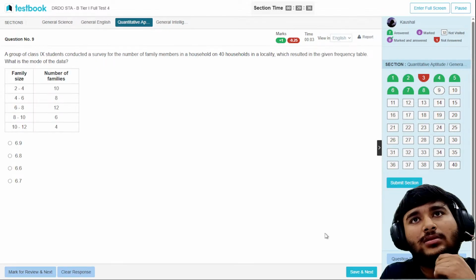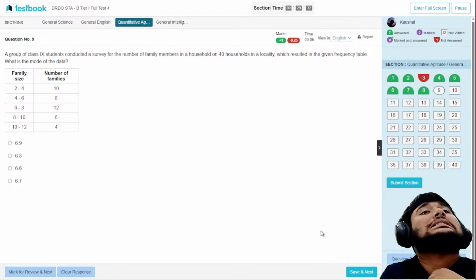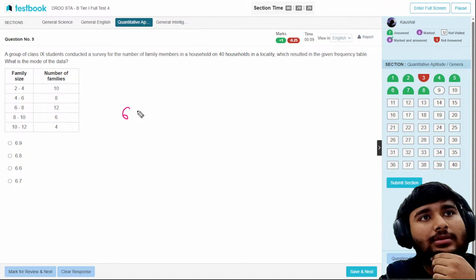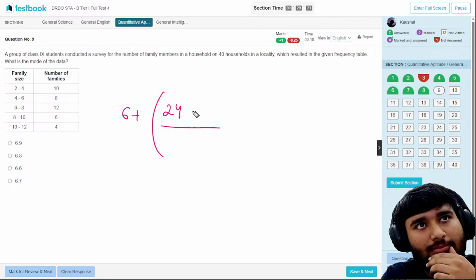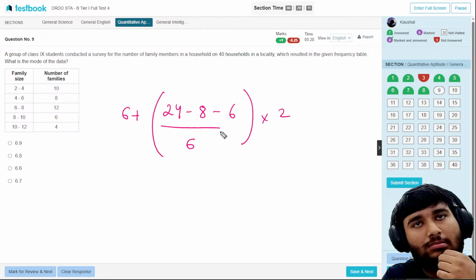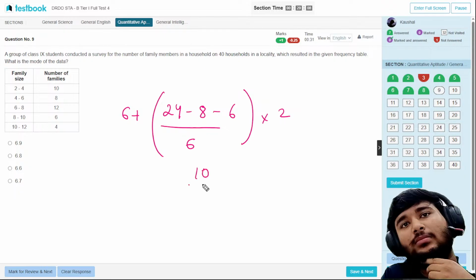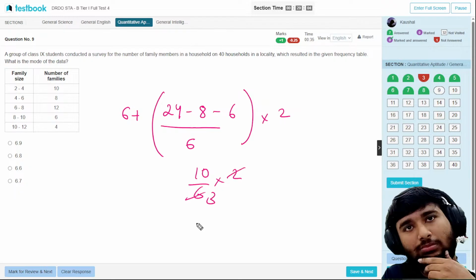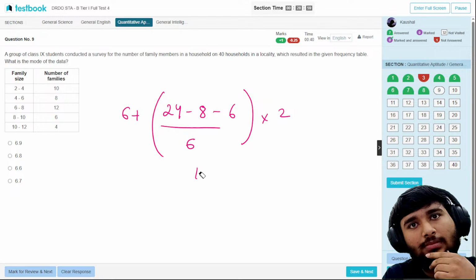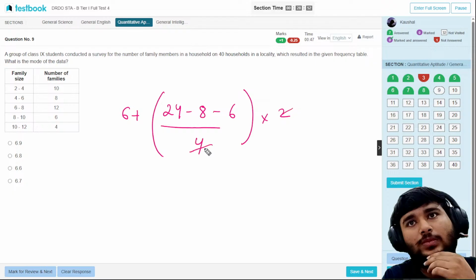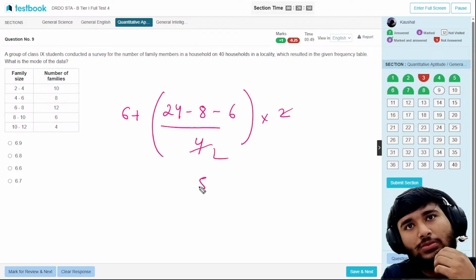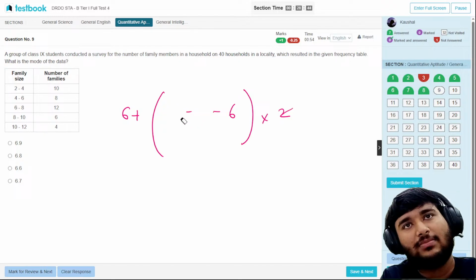A group of data. What is the mode of the data? 6 plus. This becomes 14, 10, 10. 12 minus 8 equals 4. 5 plus 5, 11 will come. This is also not working. What was it? I forgot its formula.